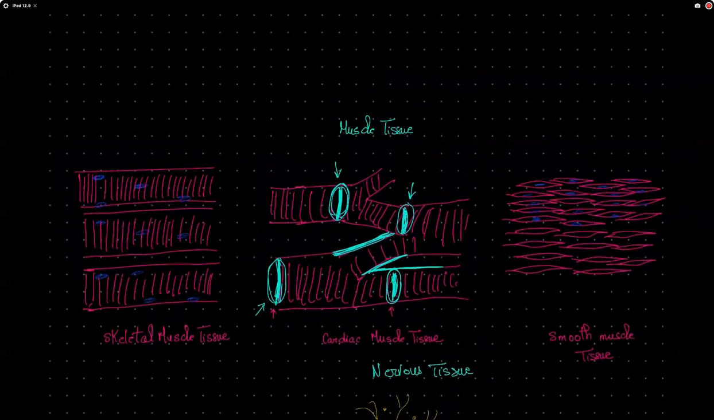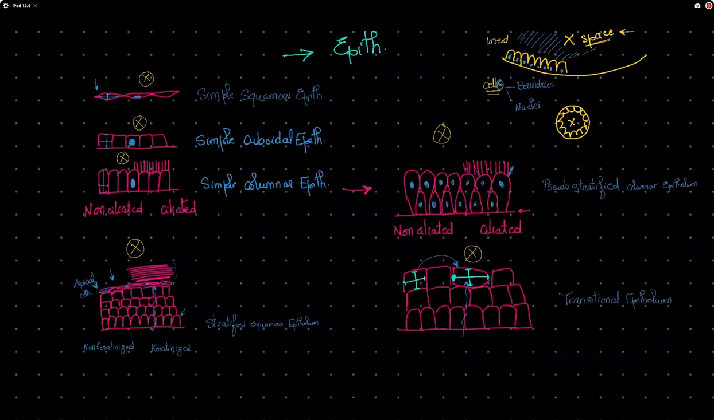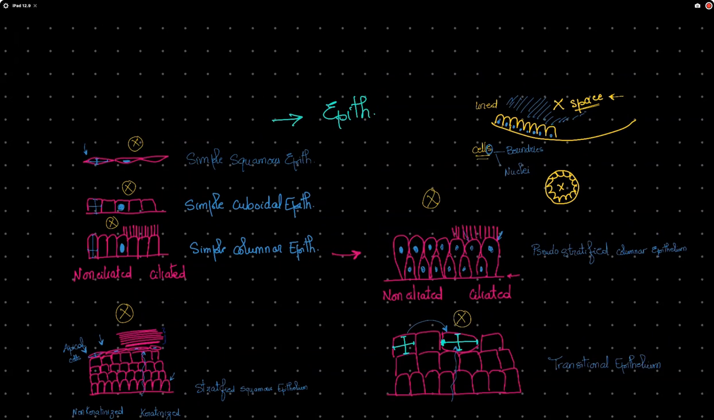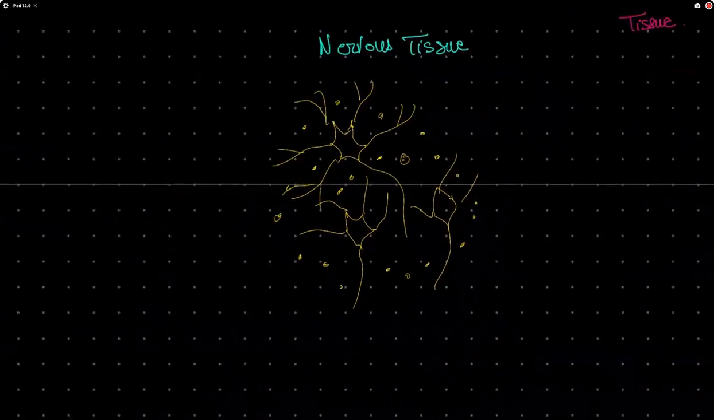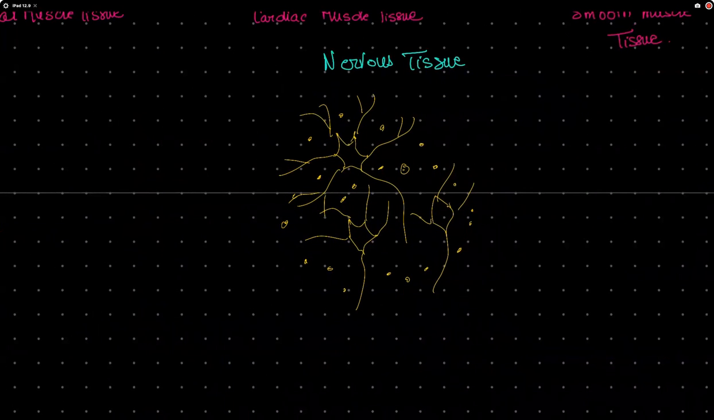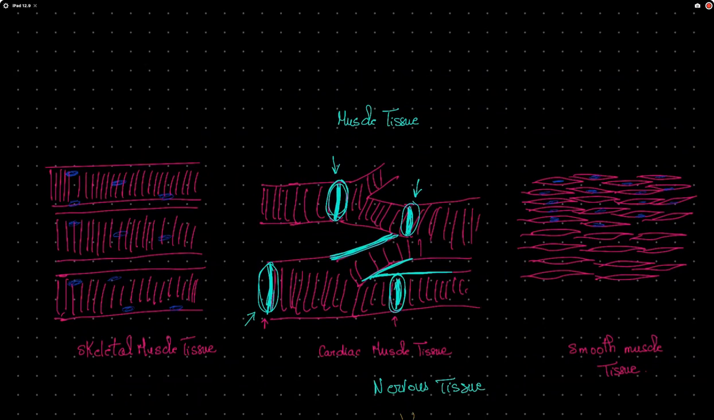All right, so if I'm looking at a slide and the tissue that I'm trying to identify doesn't have a space that is lined with cells, so it's not epithelium, it's not formed of nerve cells with processes coming out, so it's not nervous tissue. And it's not formed of cells occupying the whole thickness of the tissue. They are either cylindrical shaped, multinucleated, and striated skeletal, or they are striated cylindrical, but branching with intercalated discs in between the cardiac muscle cells. So this is going to be a cardiac muscle tissue, and it's not formed of spindle-shaped cells, which are not striated, and they are mononucleated.